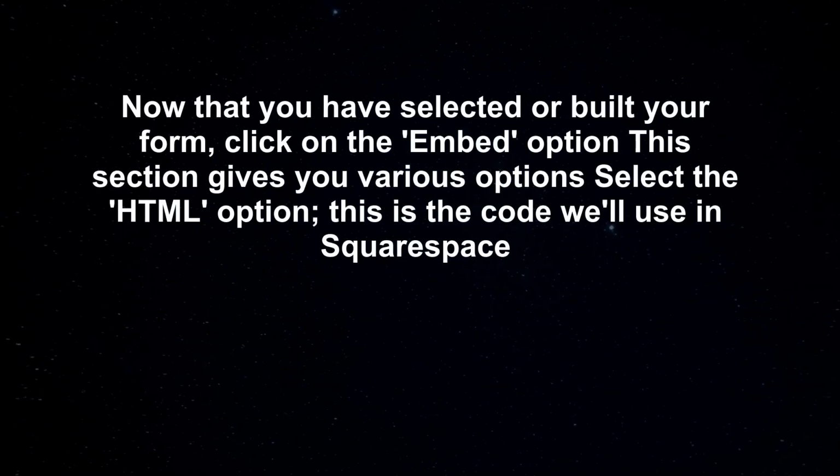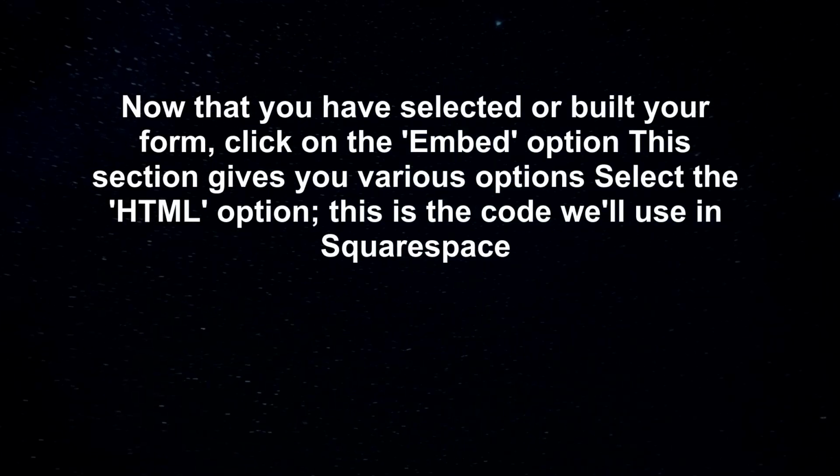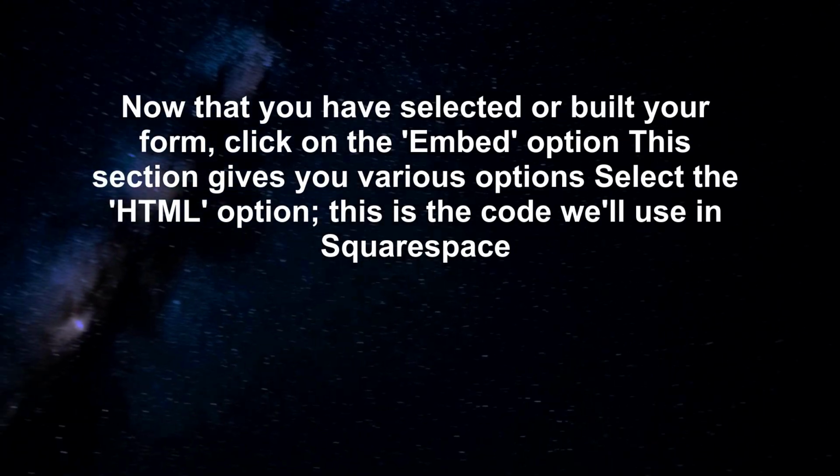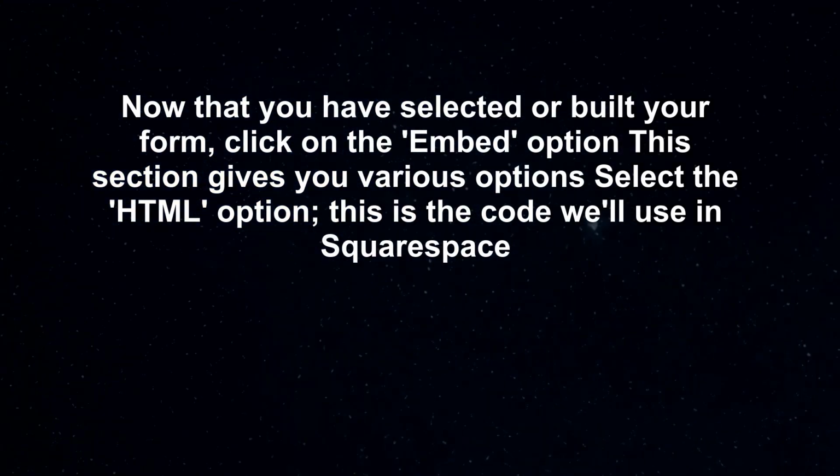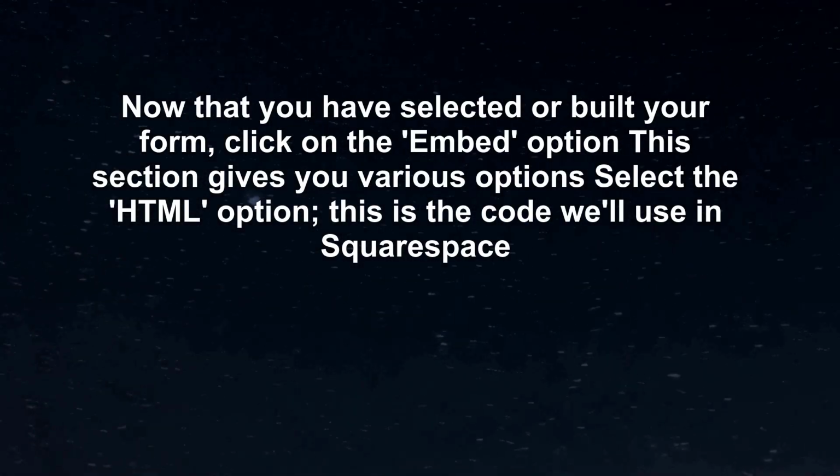Now that you have selected or built your form, click on the Embed option. This section gives you various options. Select the HTML option. This is the code we'll use in Squarespace.